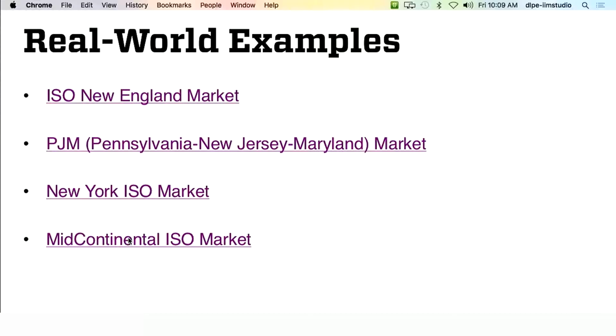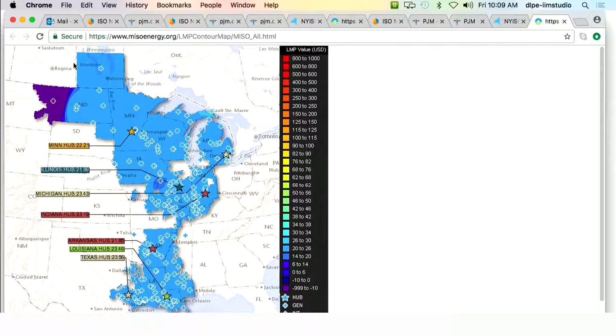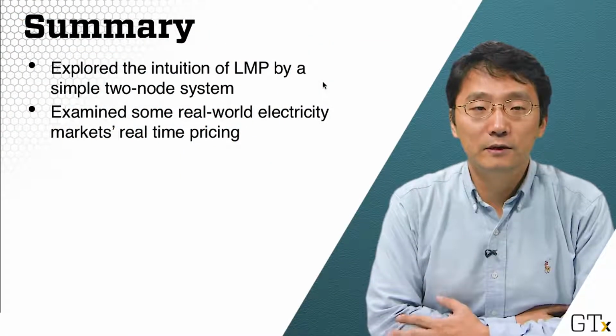Mid-Continental ISO, similar. We'll see that it's a large ISO with a huge footprint. The colors here are the LMP values. Again, right now it is in the morning. The system is not very highly loaded. In the afternoon, when there is a peak demand, you can see that the price differential will be much higher. All right, let's summarize.